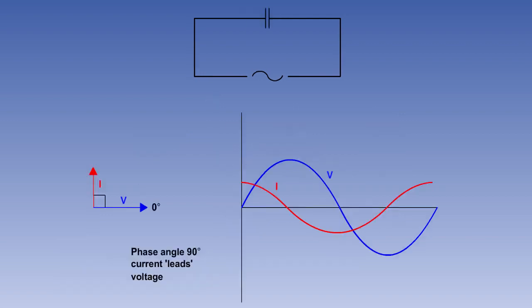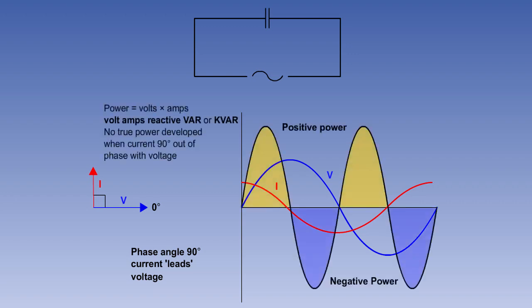Power in a purely capacitive circuit is very similar to that in an inductive circuit, because the current is also out of phase with the voltage. But this time the current leads the voltage by 90 degrees. Once again, the positive power is equal to the negative power. Thus no true power is absorbed. The circuit power is again all reactive power.